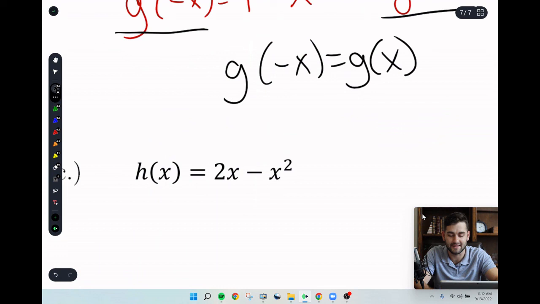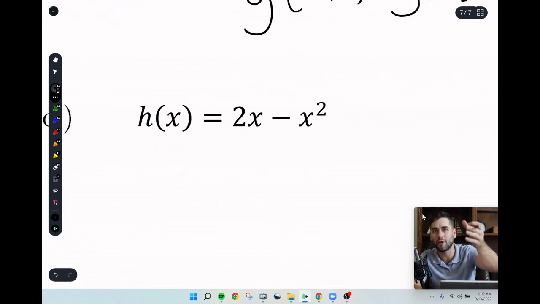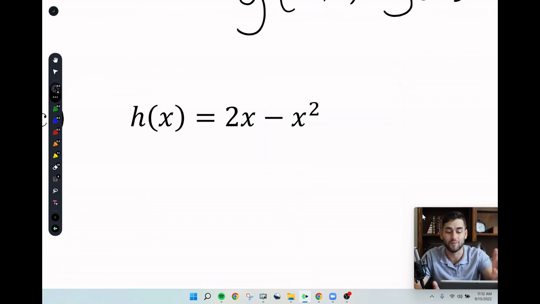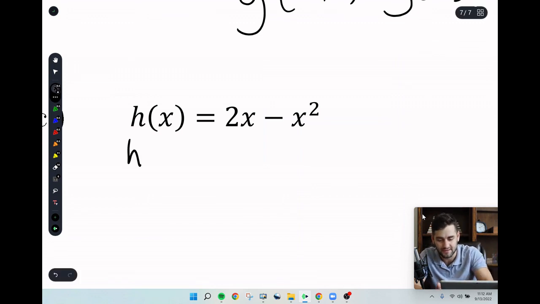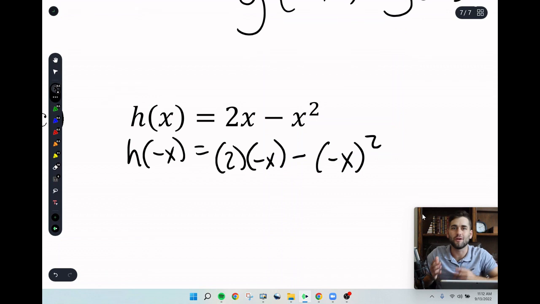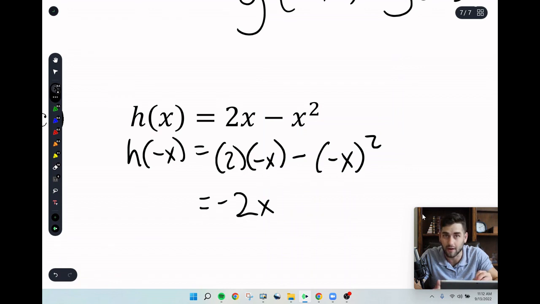So let's look at one that has an even and an odd. And you can probably guess what's going to happen, but let's find out. You probably think, even and odd, it can't do both things. Well, let's see. h of negative x equals 2 times negative x, kind of weird, minus negative x squared. Okay, so one of them is going to keep its negative, and one of them is going to cancel its negative, right? So we're left with negative 2x, which is fine, minus x squared.